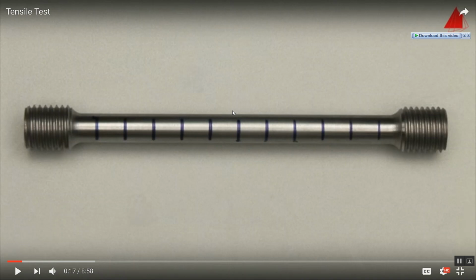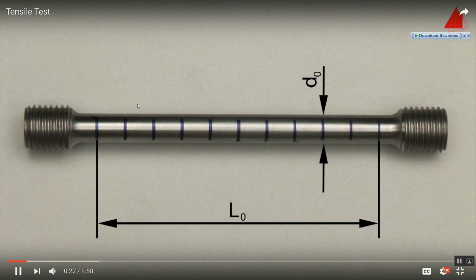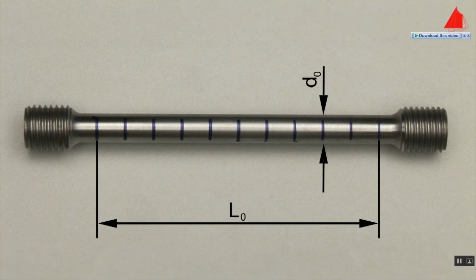Okay, let's check. The test piece has a cylindrical test region with an original diameter of 10 millimeters, a specific diameter, 1 centimeter for example. You should know the diameter. And an original gauge length of 100 millimeters, a specific length. Within this test region, distance marks have been drawn at regular intervals. They help to visualize and measure the plastic behavior of the specimen.